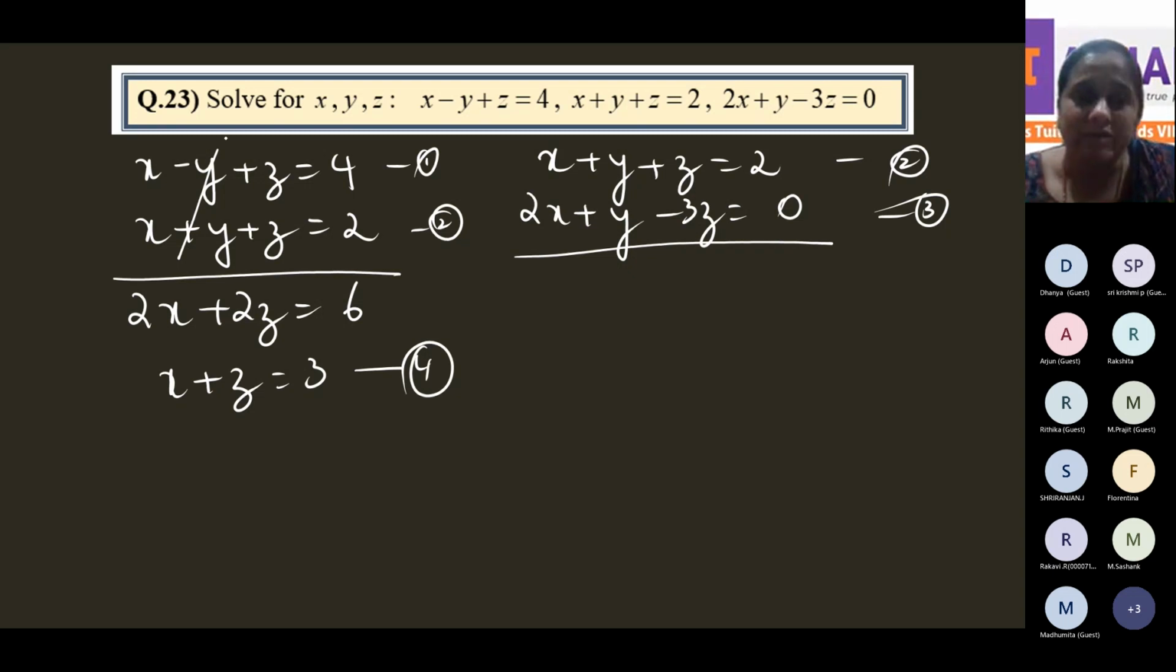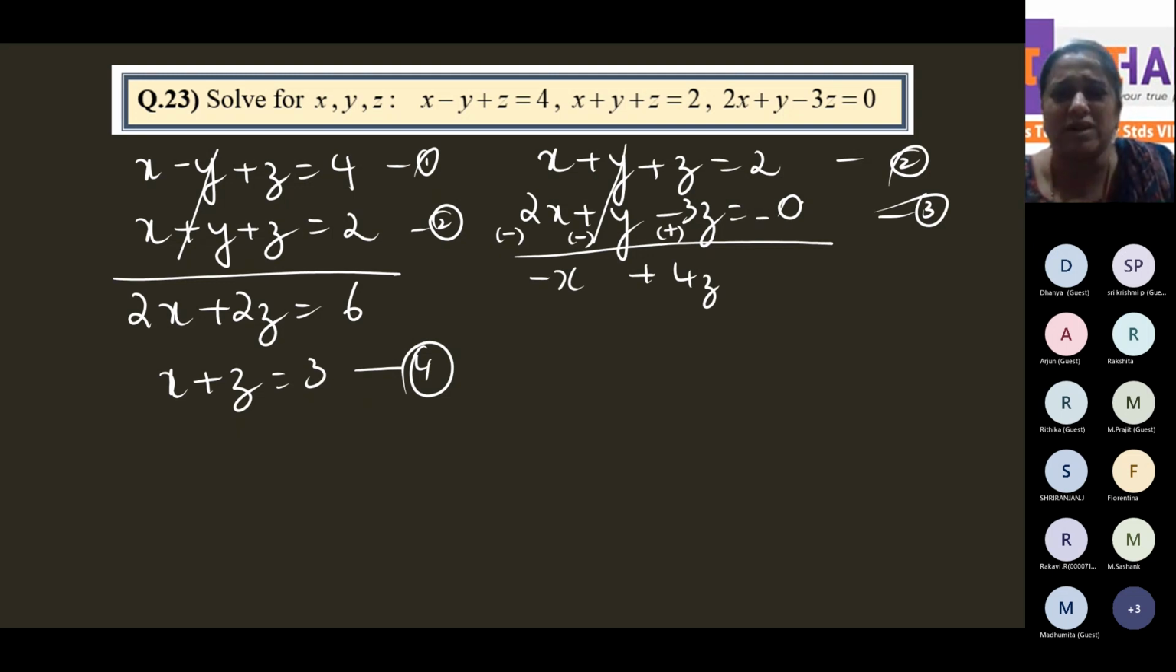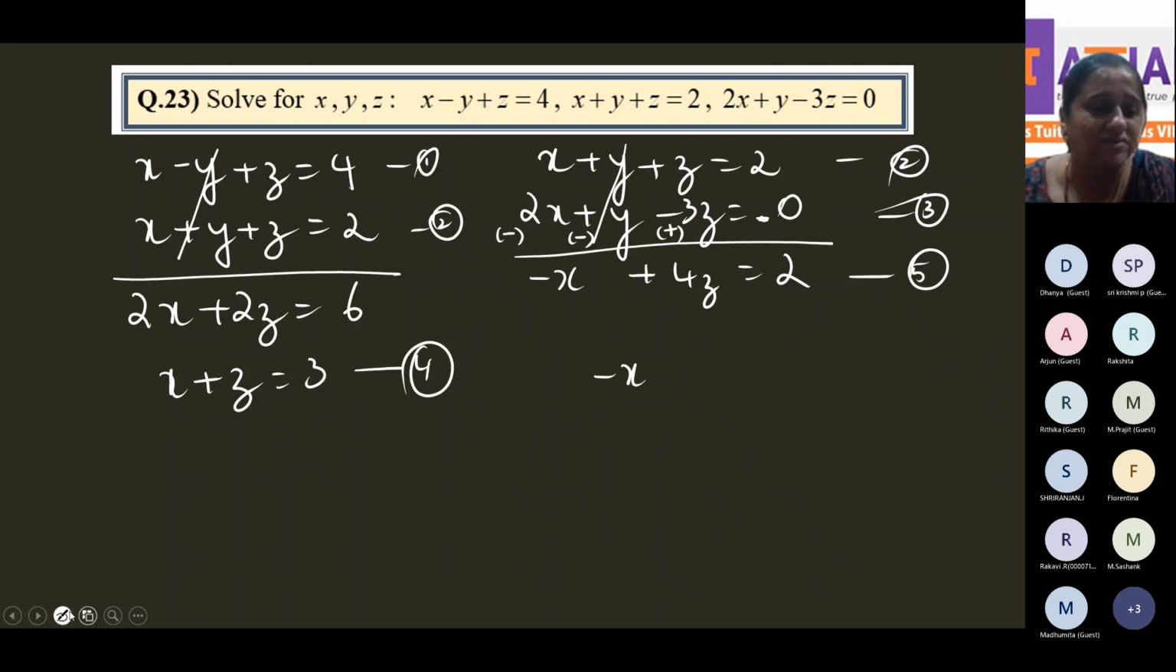Now here you eliminated y, right? Eliminate the same variable y here. For that you'll have to change the signs. Change the signs throughout, children. Plus y minus y gets cancelled. x minus 2x is minus x. And plus 4z is equal to 2. Now this is equation 5. Now solve equations 4 and 5, children.